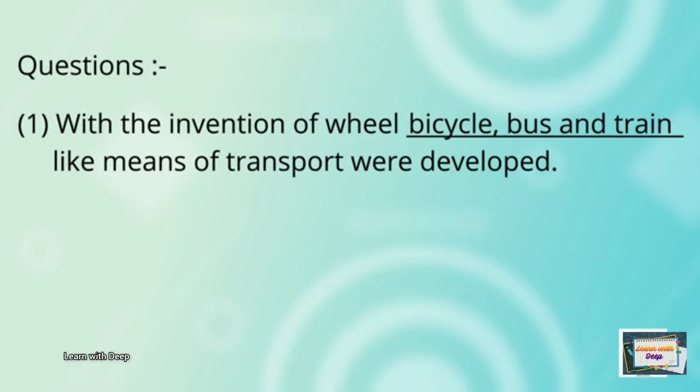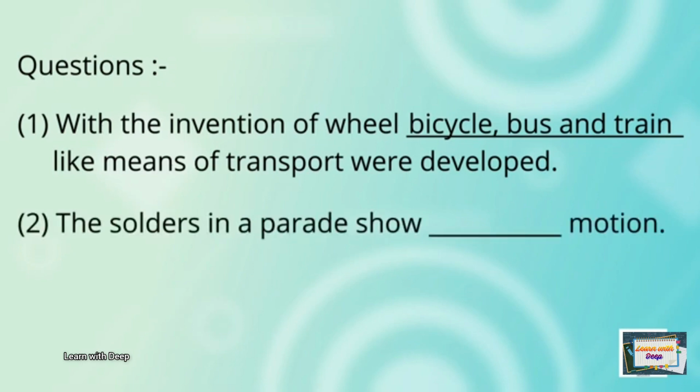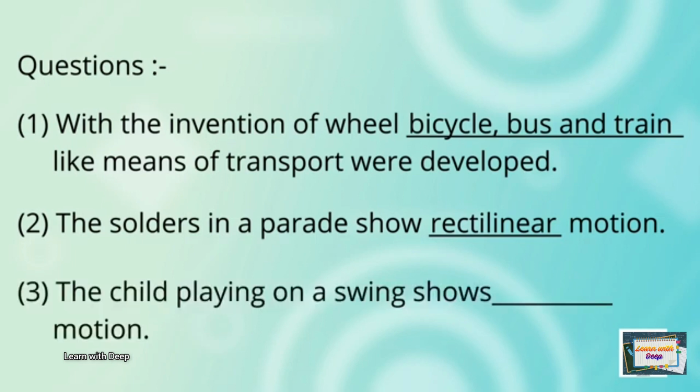My second question is, the soldiers in a parade show dash motion. So, what kind of motion do soldiers show? It is rectilinear motion. My next question, the child playing on a swing shows dash motion. And the right answer is periodic motion.